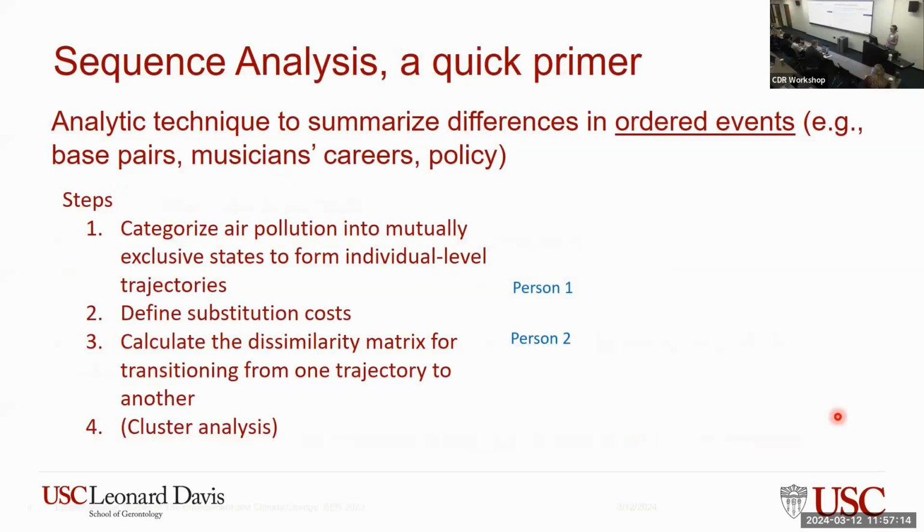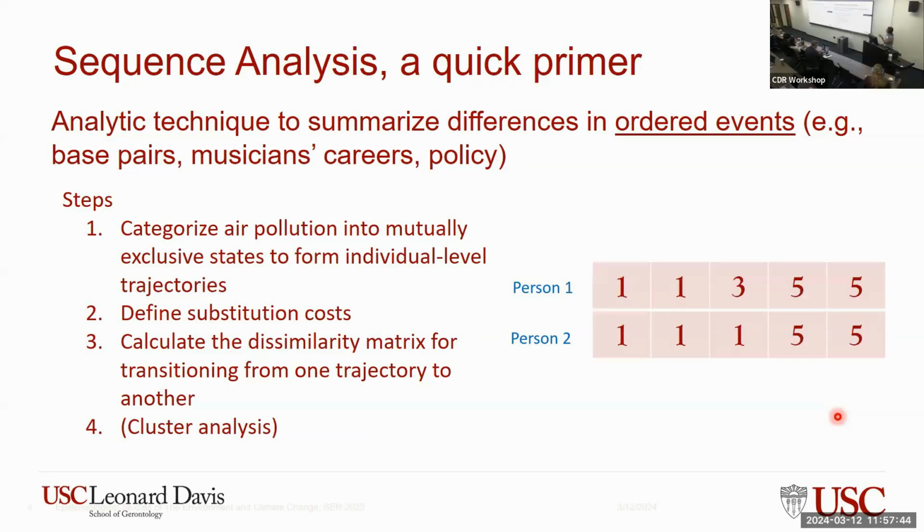Okay, so there are two points I want to drive home for sequence analysis. It is an analytic technique to summarize differences in ordered events. So this can be base pairs, careers, or policy. And that's the biggest thing: you have to categorize your data initially, which may or may not work depending on your research question. I'm going to go over this a few times, so if you don't get it the first time around, there'll be multiple times to look at this.